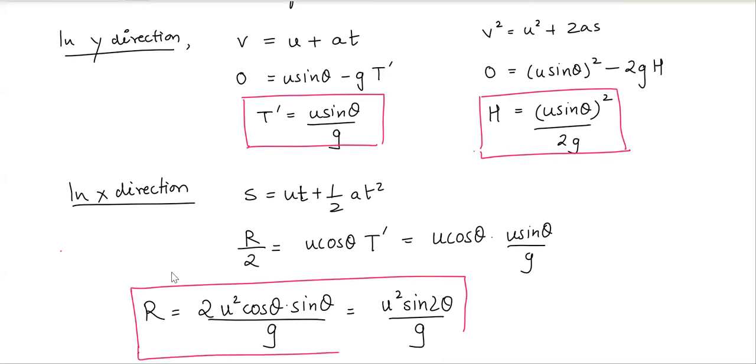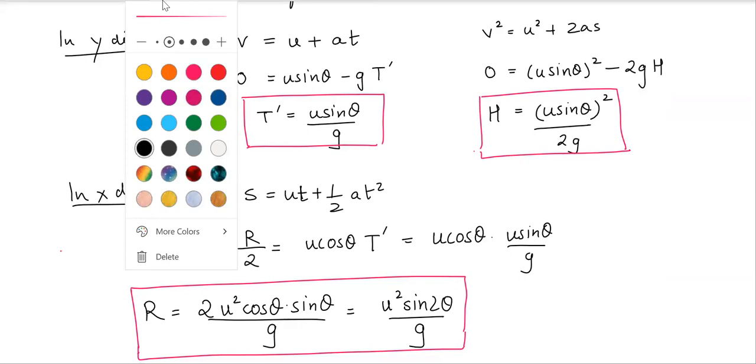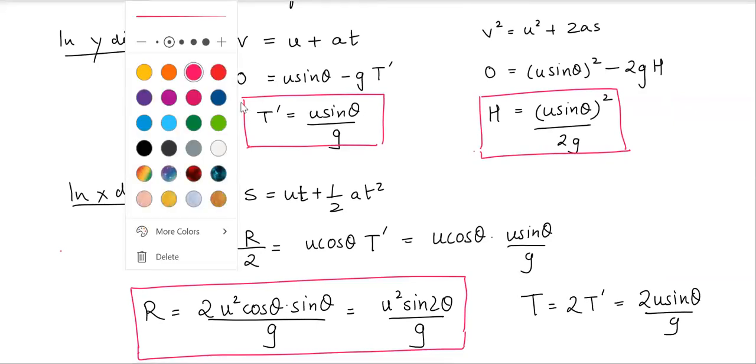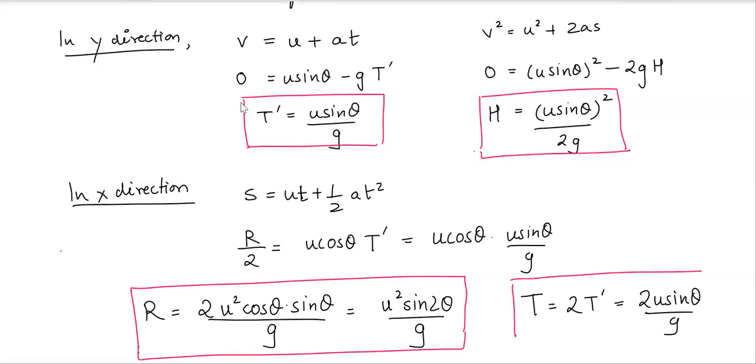Now talking about the entire time of flight, that is also easy to find, because this is the half time, the time taken to reach maximum height. So the time of flight will be just twice the time to reach the max height, and that will be 2 times u sine theta upon g. So this is how we derive those equations very quickly using SUVAT equations in 2 dimensions.